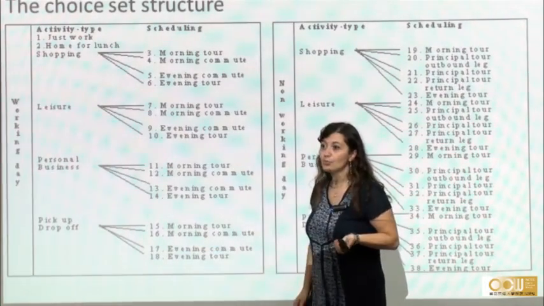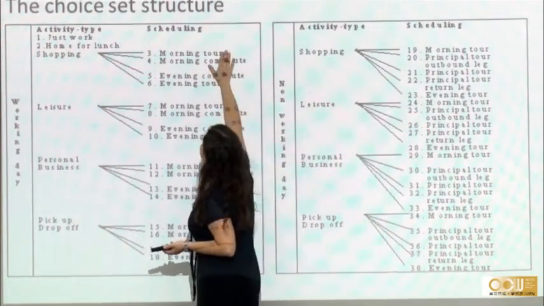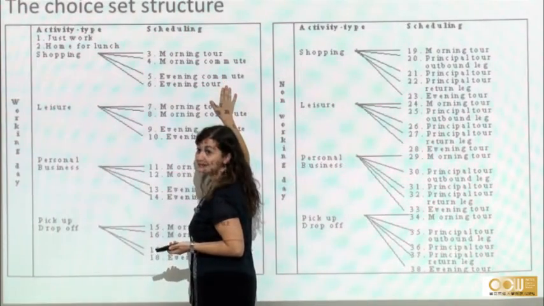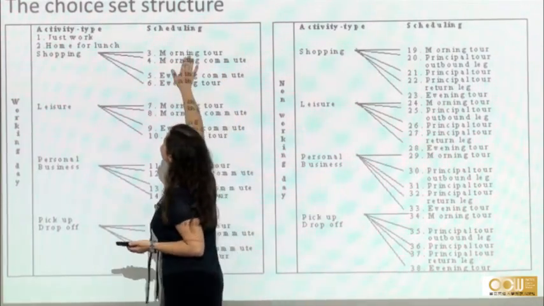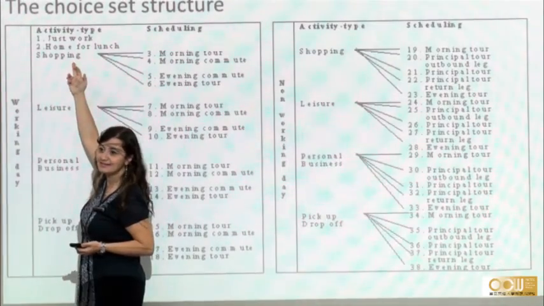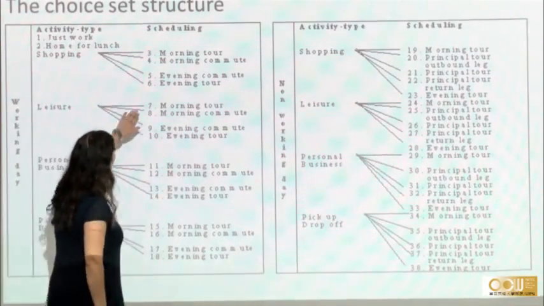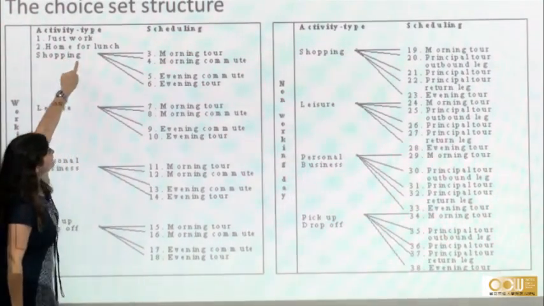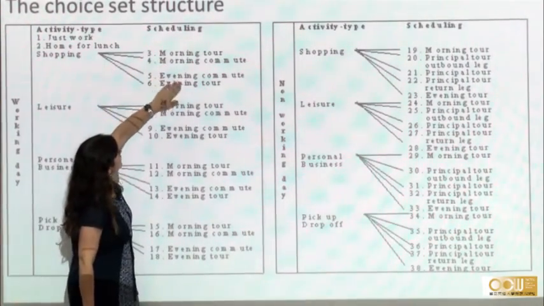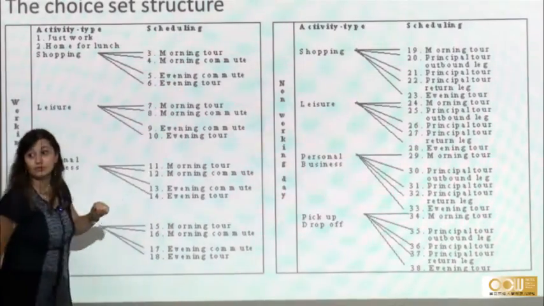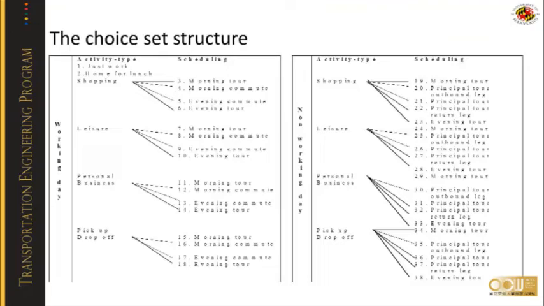So I need the error component because these activities are all shoppings, right? So it's like a nest. So I have a common error component for the shopping activity in the morning commute, in the evening commute, and the evening tour. So it's kind of a nest. I'm reproducing a nest with a mixed logit with error component and panel data. And the same, I have this for working day and non-working day.